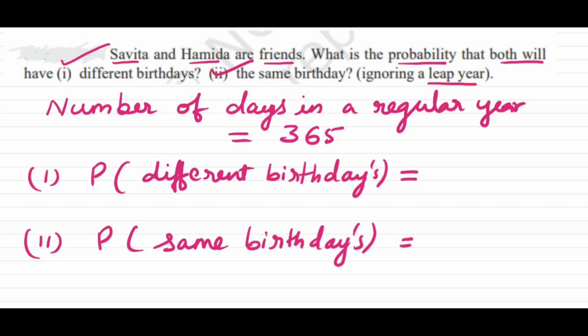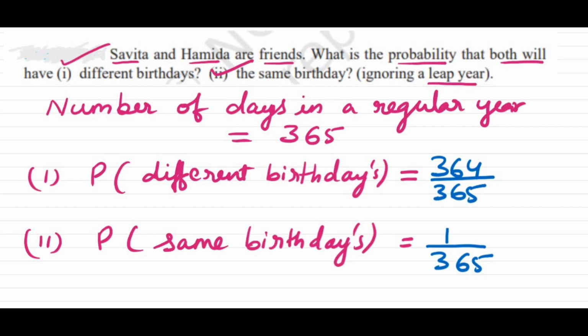Probability that both of them have the same birthday is 1 out of the 365 days. In that case, probability of both of them having different birthdays will be the remaining days other than that one day. That means 364 out of 365 days.